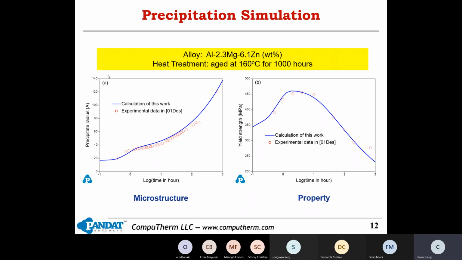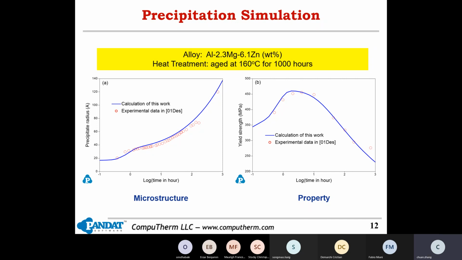You can see this one described at the left-hand side just describes the microstructure. This is the particle size evolution, and the line is our simulated result, and the symbols are the experimental result. So the right-hand diagram shows the property. This is for the yield strength. This is again, the line is our simulation, the symbols are the experimental result. You can see right now our simulation can well describe the experimental result.